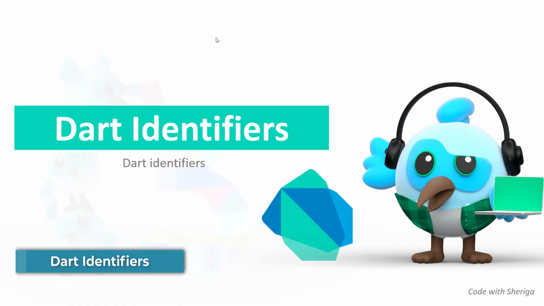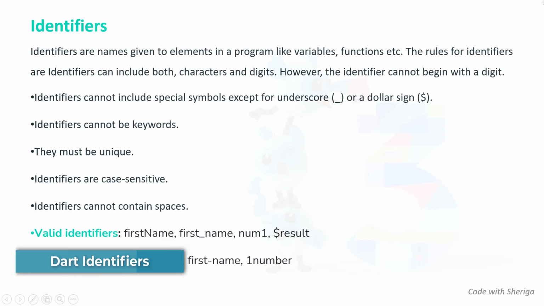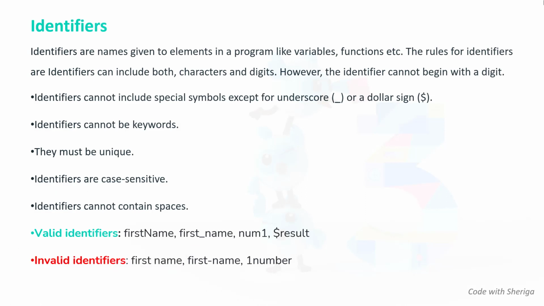When we talk of identifiers, we are basically referring to the names we give to specific elements in a program. These elements can be variables, functions, arrays, etc. Before we define what identifiers are, it's worth noting that an identifier can include both characters and digits. However, the identifier cannot begin with a digit. Identifiers cannot include special symbols except for an underscore or a dollar sign.